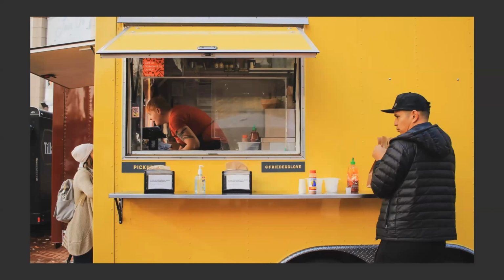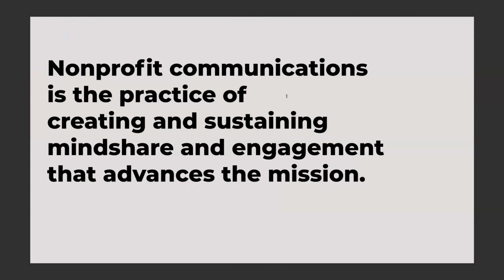In many organizations, communications has a strategic function, but it also has a kind of tactical day-to-day function, like staying on top of communications. So in my research, I wanted very much to define communications in a sort of universal way, in a way that was applicable for small organizations, big organizations, and organizations of different missions. And what emerged from my research is that ultimately nonprofit communications is the practice of creating and sustaining mindshare and engagement that advances the mission.